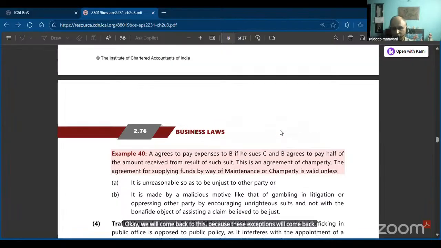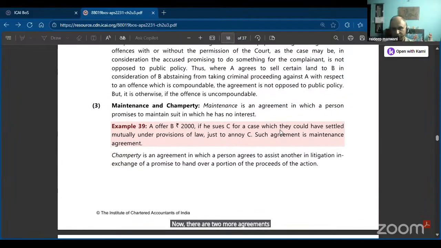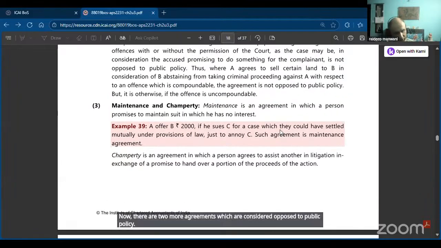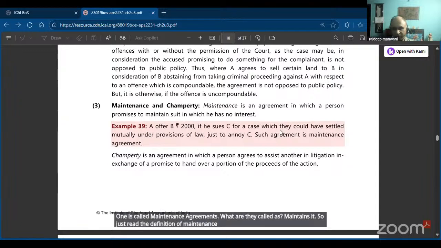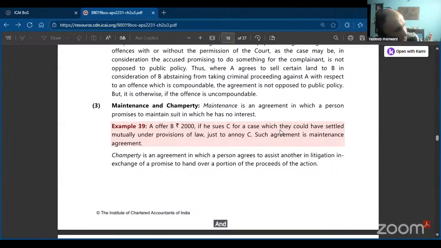Now, there are two more agreements which are considered opposed to public policy. One is called maintenance agreements. What are they called? Maintenance. So just read the definition of maintenance because these are a little tough things. That's why I'm making him read again and again. Please underline these. And in the exam, write the same words. Don't try and put it in your own words.